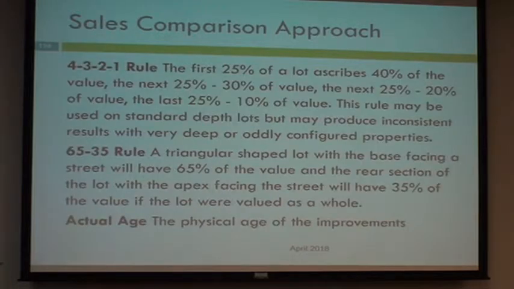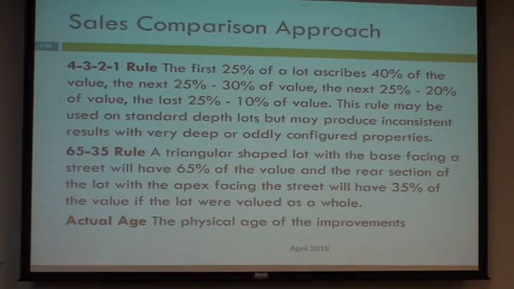Let's talk about some definitions here. Remember the 4-3-2-1 rule? You'll probably have a question about it. Every test I've had has had a question about it. That tells us basically what? If a lot is a deep lot or just a rectangular lot, the first 25% of the lot has 40% of the value. The second 25% has 30% of the value.